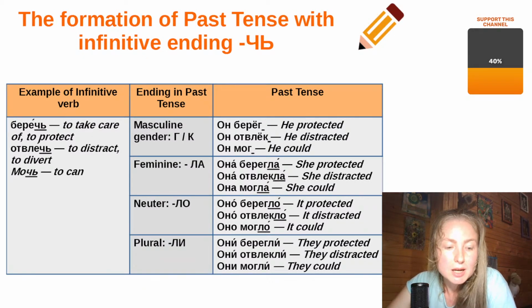Okay, what happens with feminine, neuter, and plural? Feminine, neuter, and plural genders are formed by adding to the masculine formation additional endings of feminine, neuter, and plural, like ла, ло, ли, like она берегла, она отвлекла, она могла. Оно берегло, оно отвлекло, оно могло, and plural они берегли, они отвлекли, они могли.